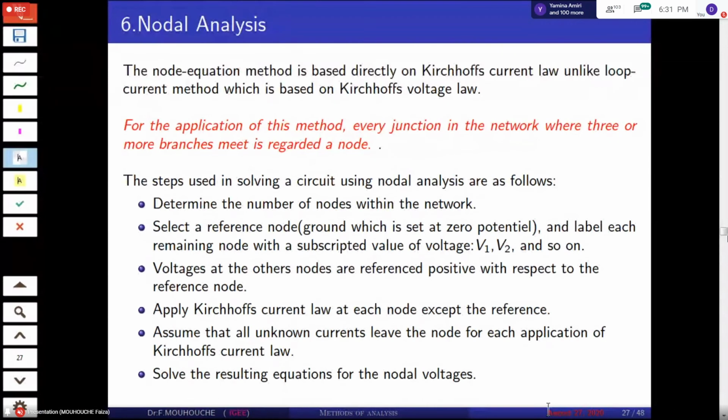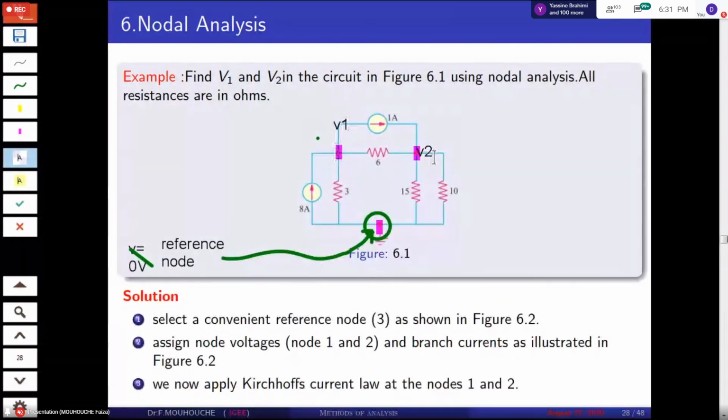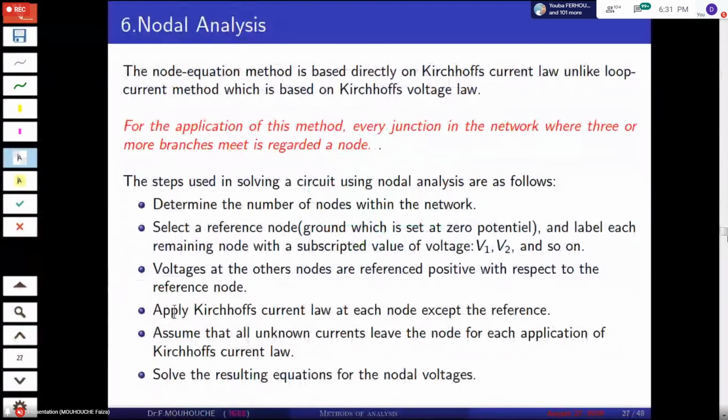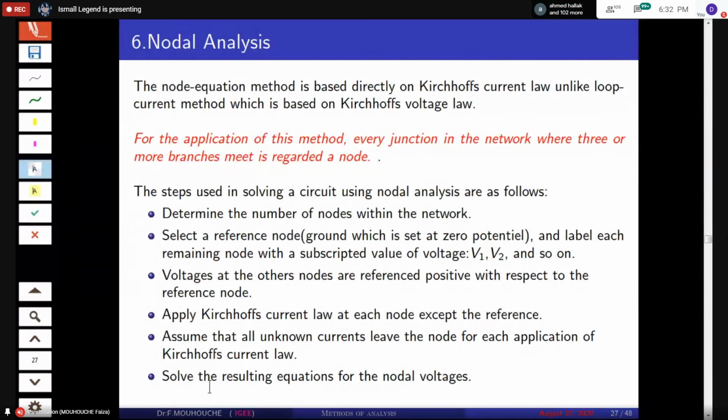Okay, here, as I said, this is referred to as the positive voltage with respect to the ground. Apply Kirchhoff's current law at each node except the reference node. Assume that all unknown current leaves the node for each application of Kirchhoff's current law. Solve the resulting equations for the nodal voltages. Okay, we will see this with an example.